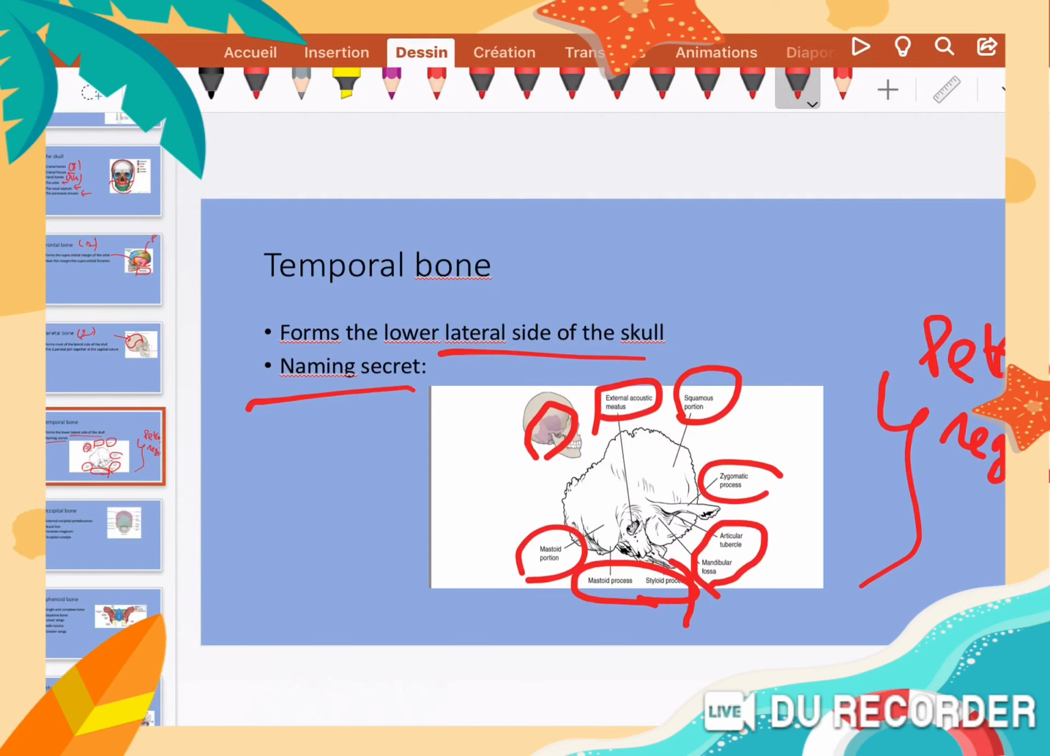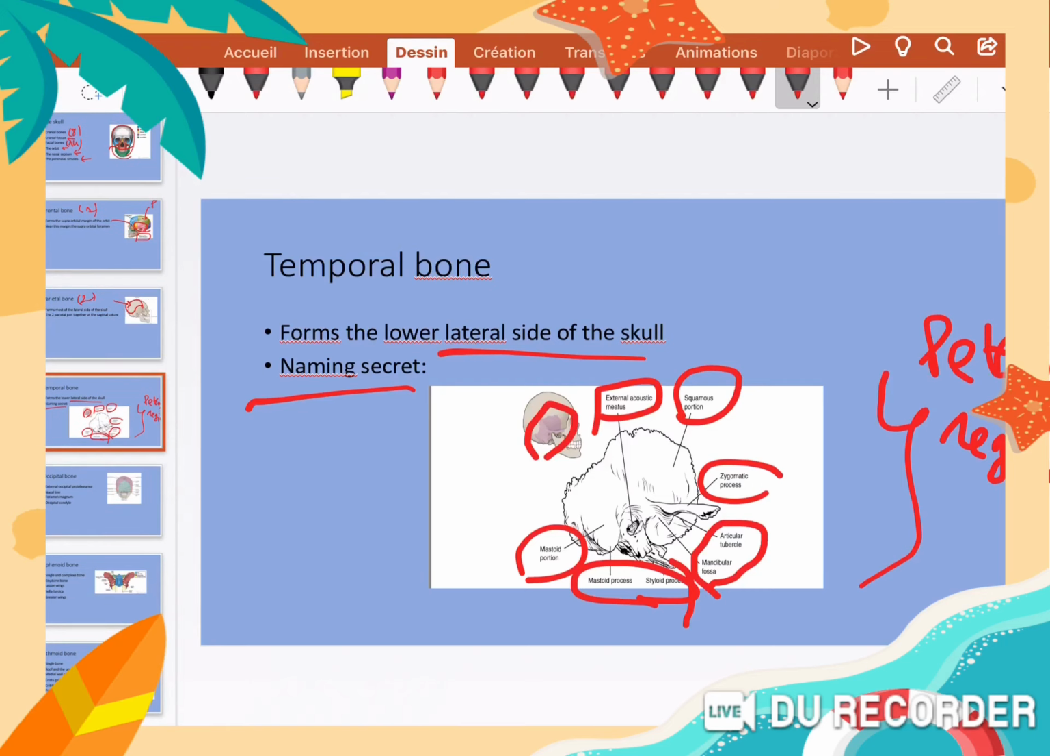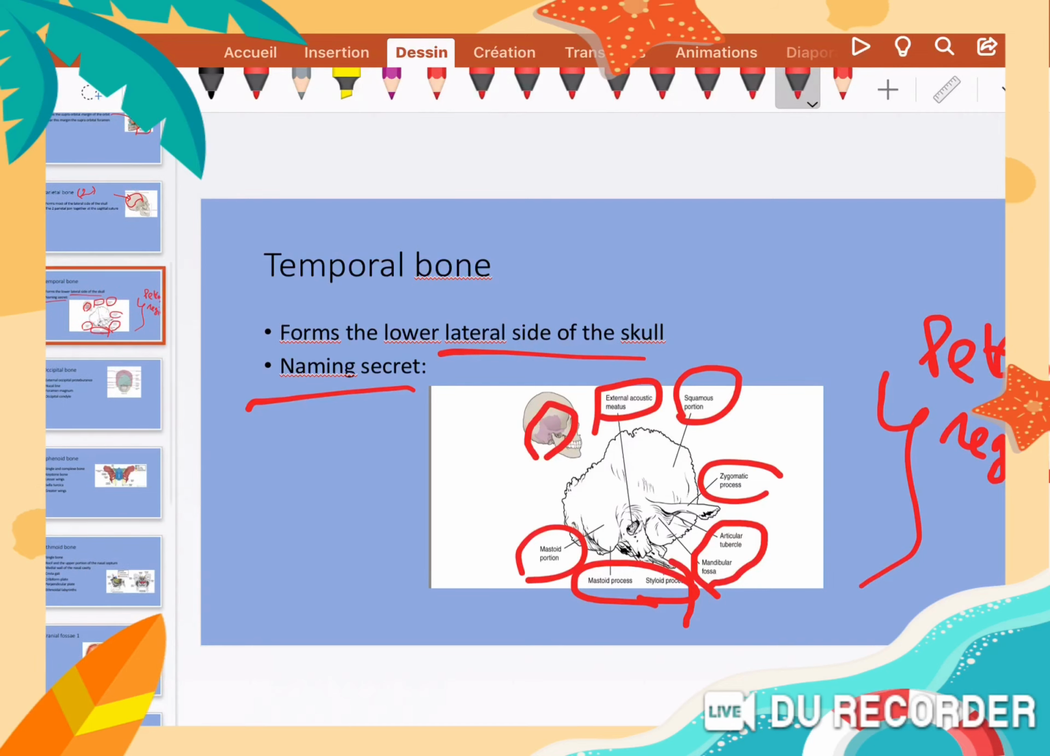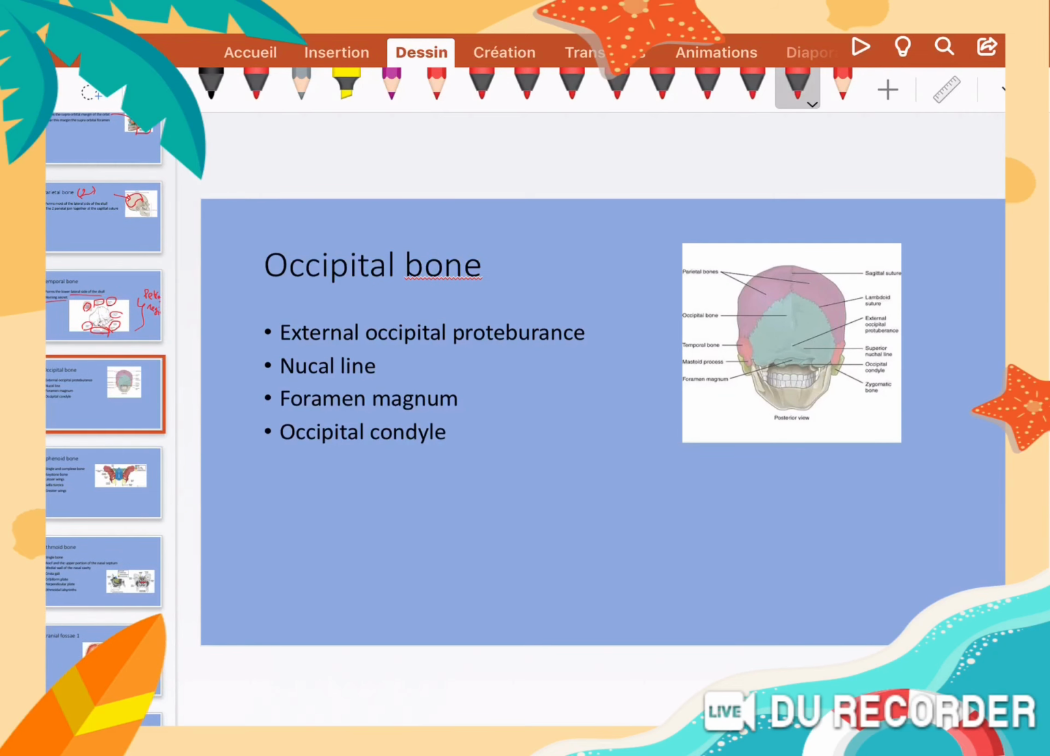And the temporomandibular joint is for the mastication and the speaking and so. Okay, we'll discuss this joint in more detail when we talk about the mandible. Okay, now let's move to the occipital bone.